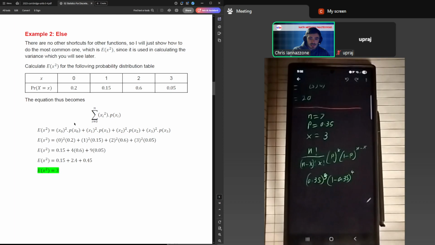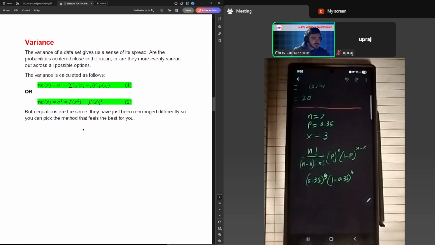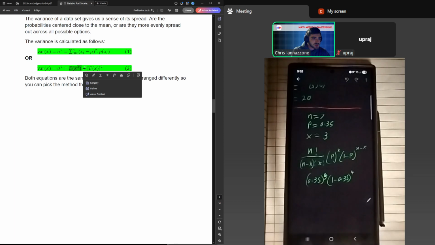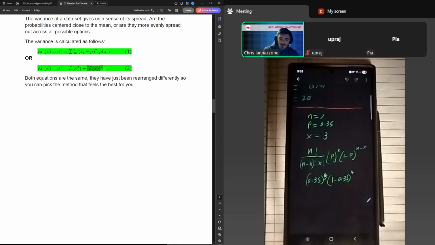That result there, E of x squared, is used in calculating the variance. It's one of the first things you need. You need E of x squared, and then you need to find the regular mean and then square that result. Both of those are different things. So you've seen how that one works, and you've seen how that one works. All you need to do is square that result.